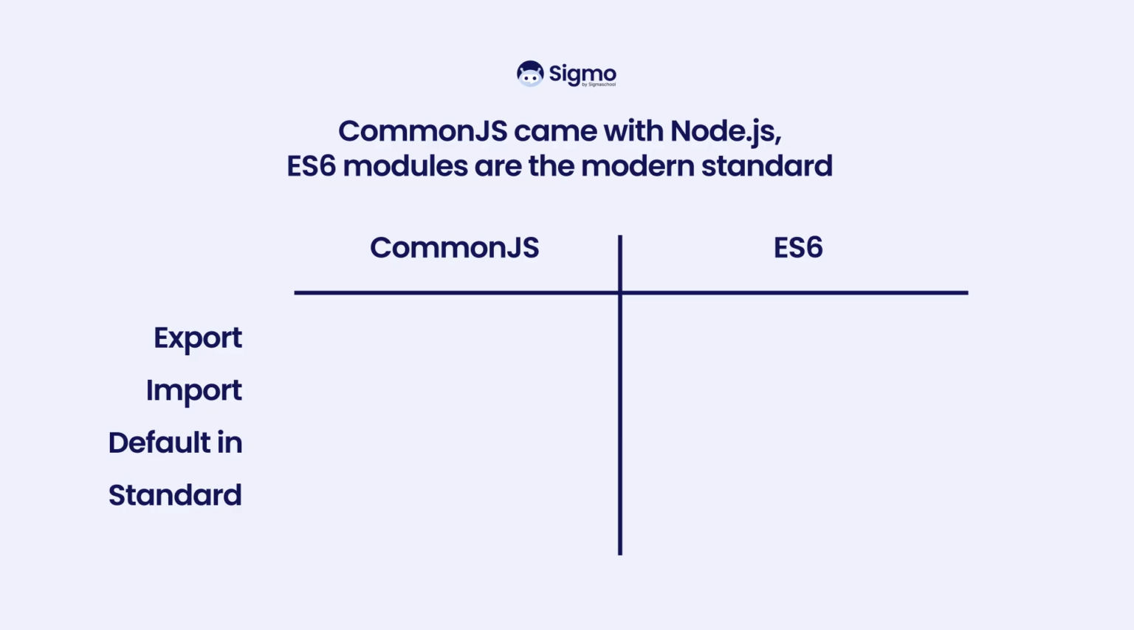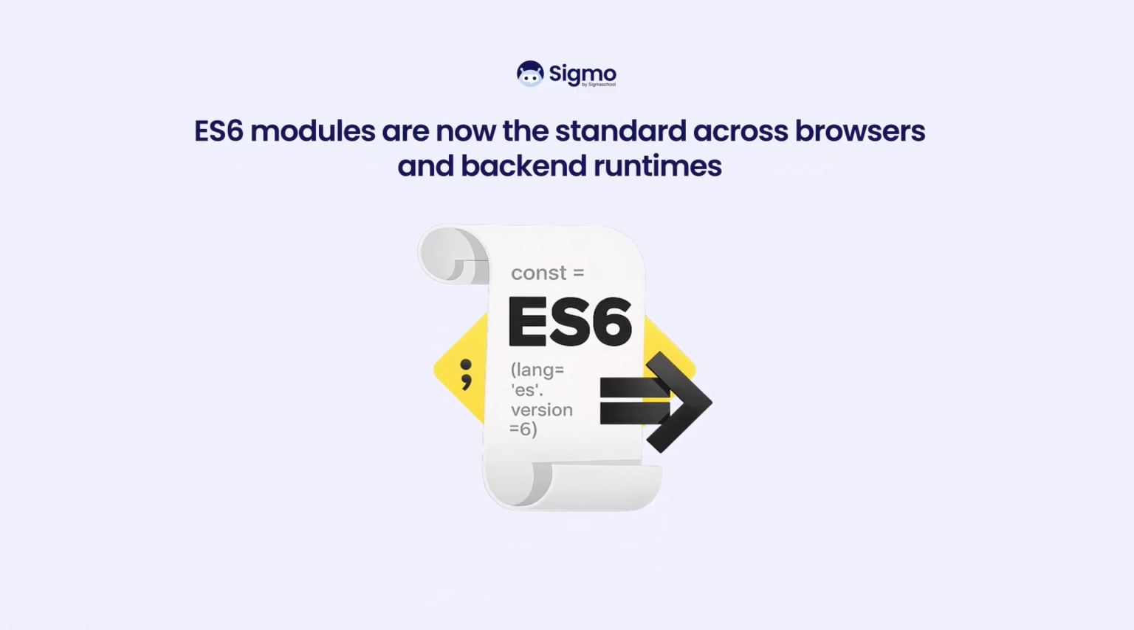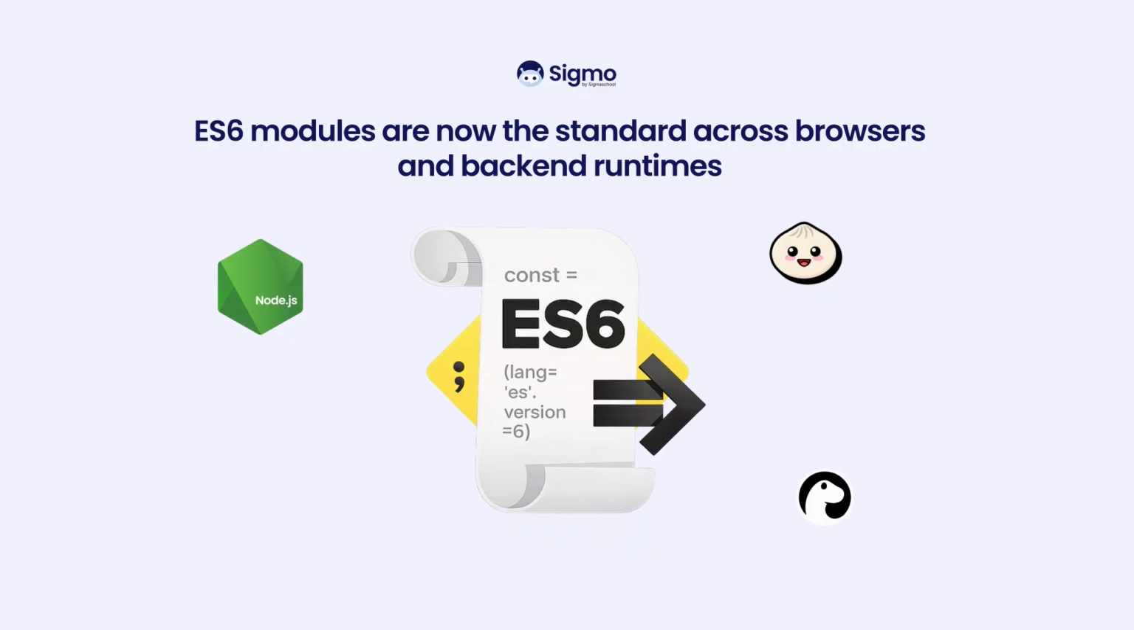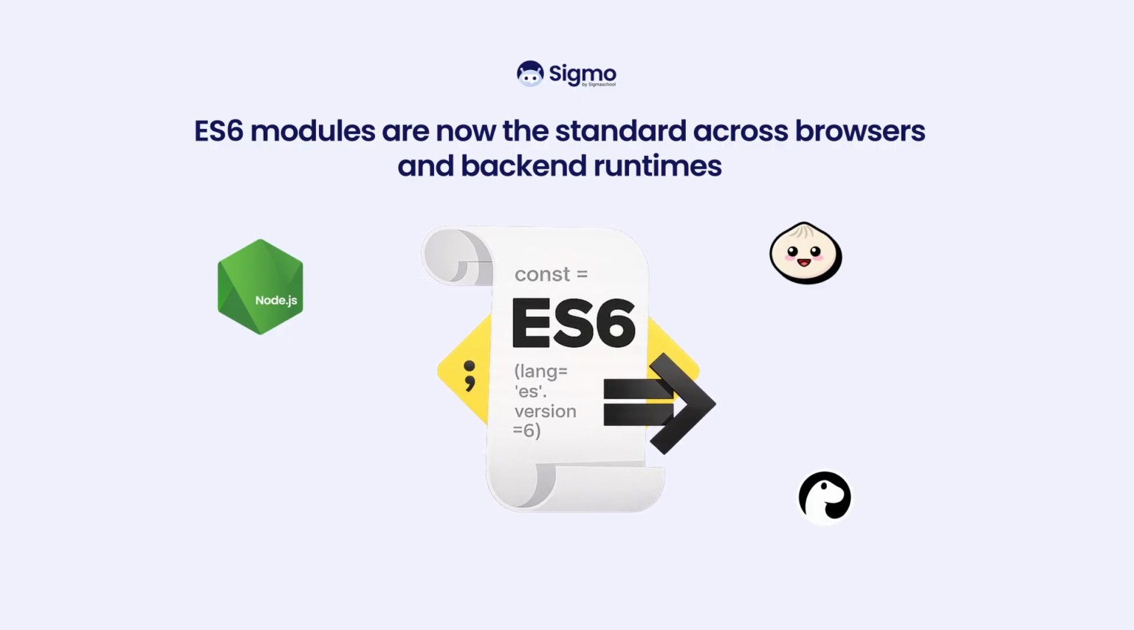There are two module systems you'll encounter. CommonJS, which came with Node.js and uses require and module.exports, and ES6 modules, the modern standard, which uses import and export. Both do the same job, but ES6 modules are now the standard across browsers and backend runtimes like Node, Bun, and Deno. So unless you're working in a legacy codebase, ES6 modules are the way to go.